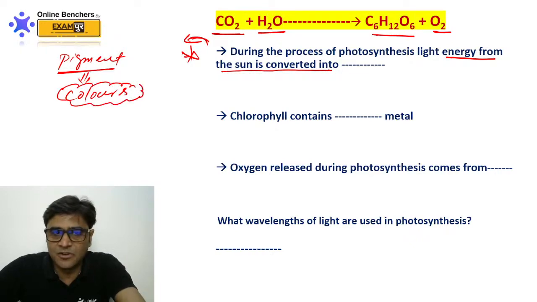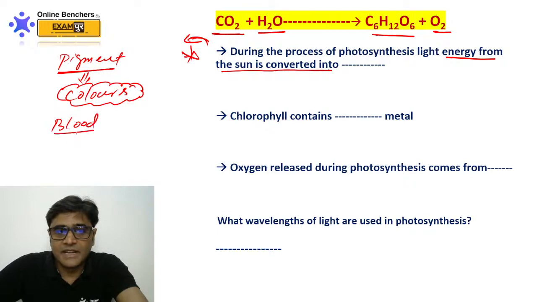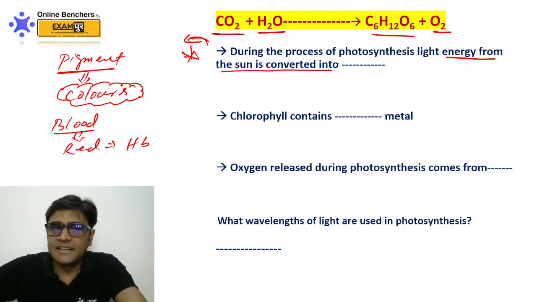For example, if you talk about your blood, the red color of blood is due to presence of a red pigment, hemoglobin. The red color of tomato is due to presence of a red pigment, lycopene. Similarly, the green color of plants is due to presence of a green pigment which is known as chlorophyll, and this chlorophyll is found in chloroplast of the plant.